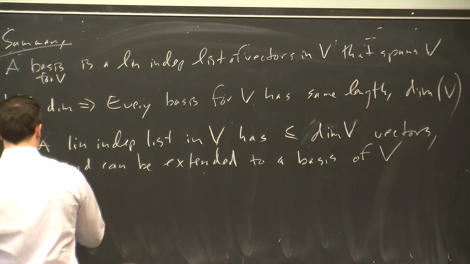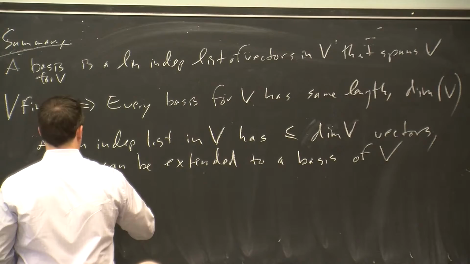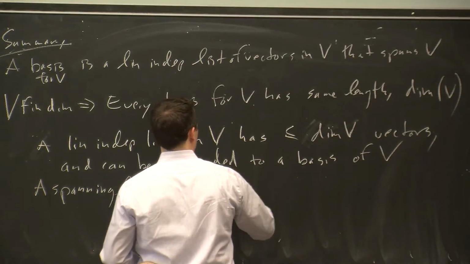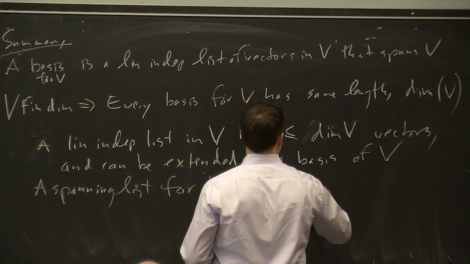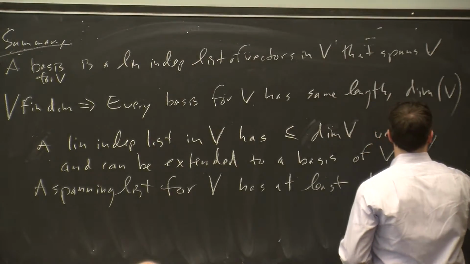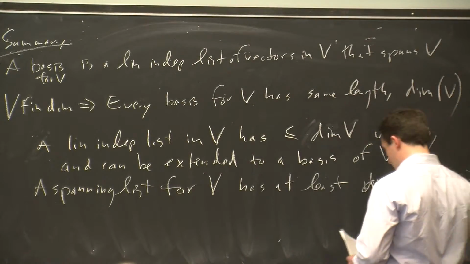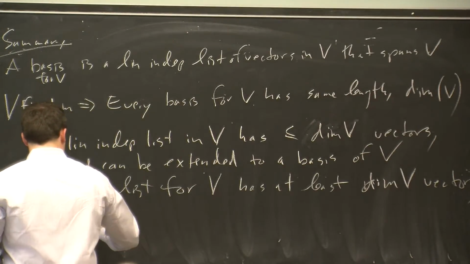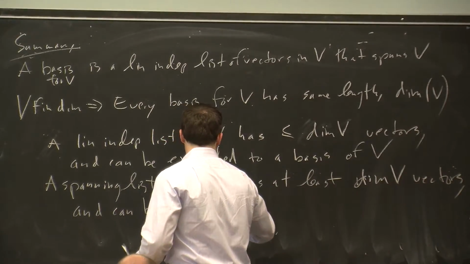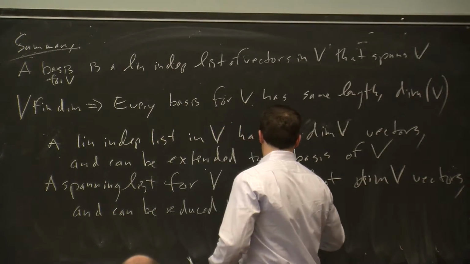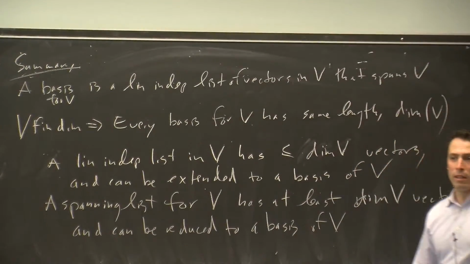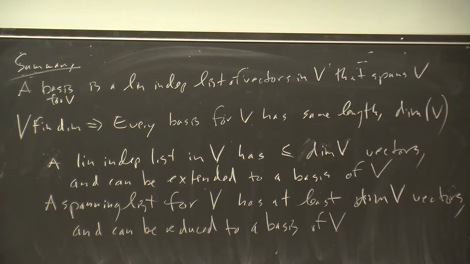And a spanning list for V has at least dim V vectors and can be reduced to a basis of V, in this case by choosing vectors to throw away.